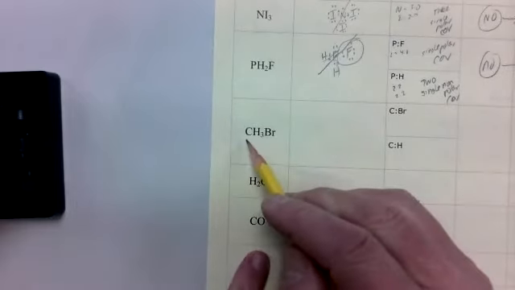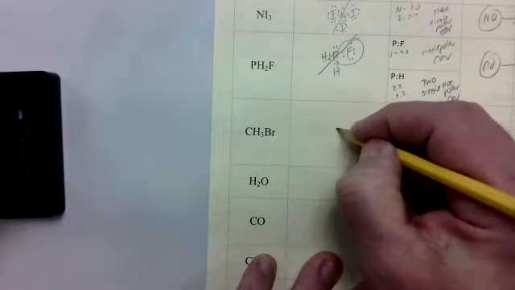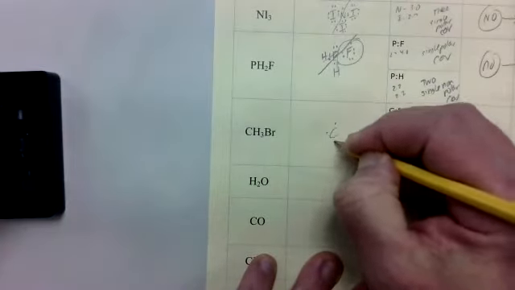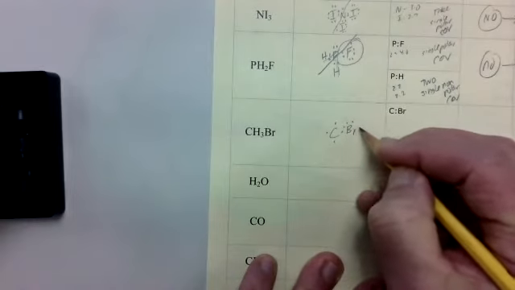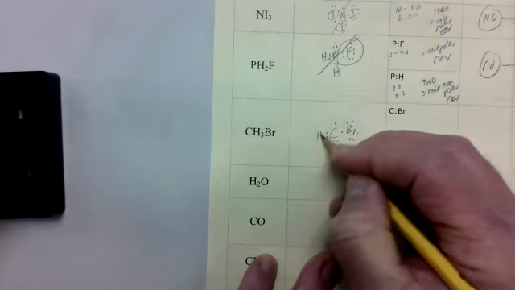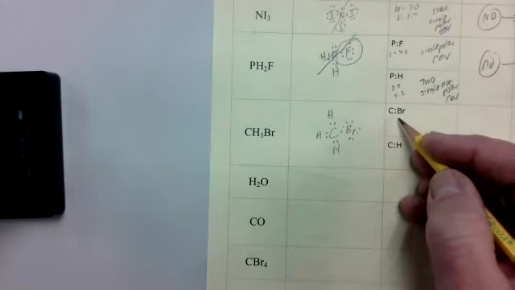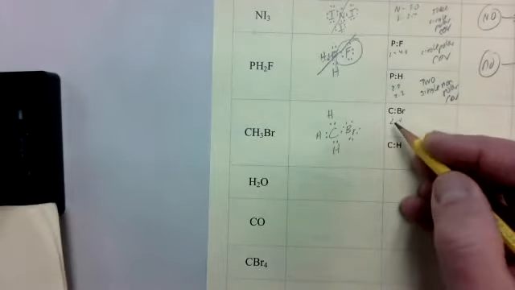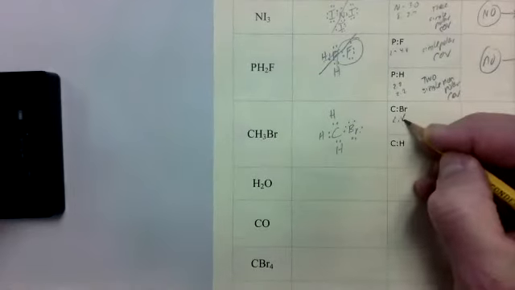CH3Br. Carbon can make 4 bonds. Each hydrogen makes 1. Bromine makes 1. So we have to put the carbon in the middle with 4 open electrons. I'll put the bromine on this side with 7 dots. And then each hydrogen is going to come in over here. Now, carbon and bromine. Carbon is a 2.4 electronegativity. I'm sorry, 2.6. My mistake.